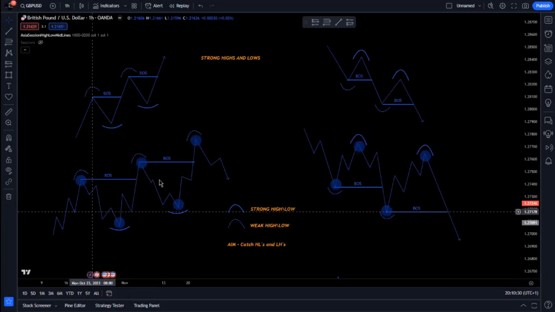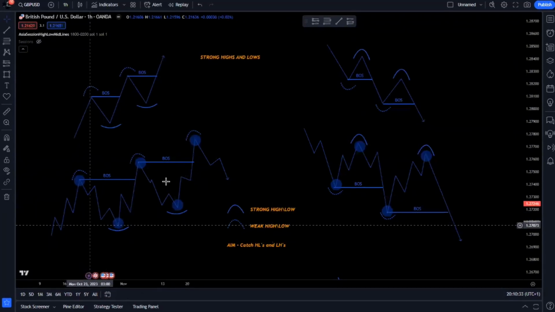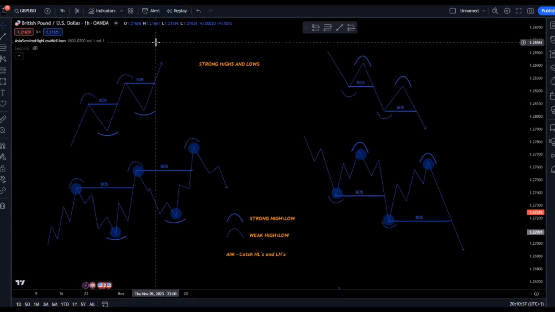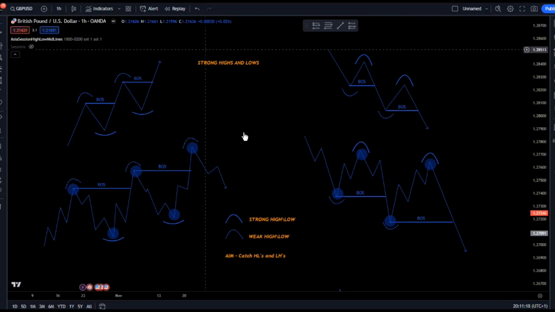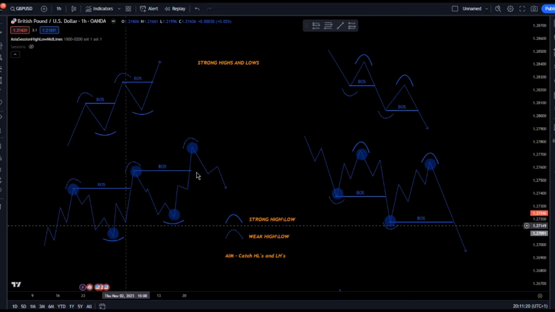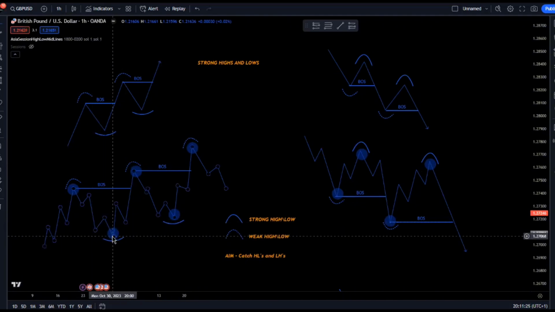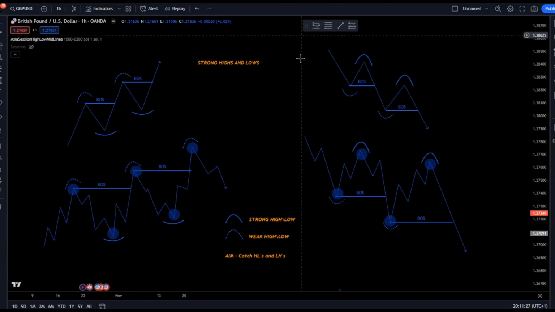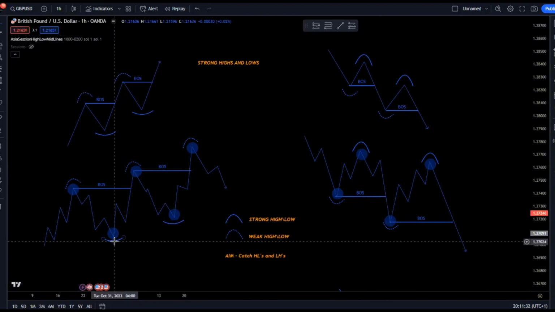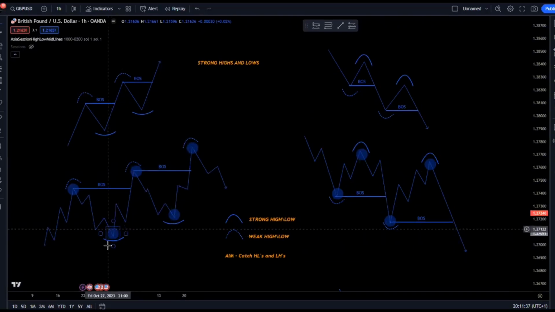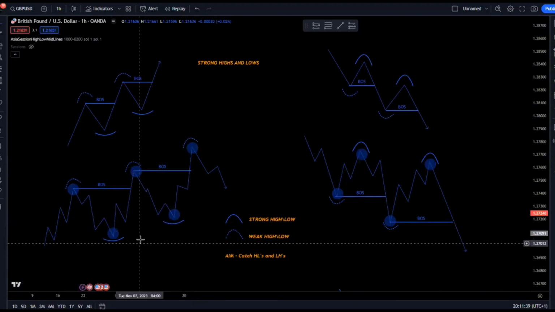Now, this is a more realistic example. Uptrend. Only the swing highs and the swing lows are protected or weak. So in an uptrend, only the swing lows are strong. In an uptrend, the swing lows are strong.